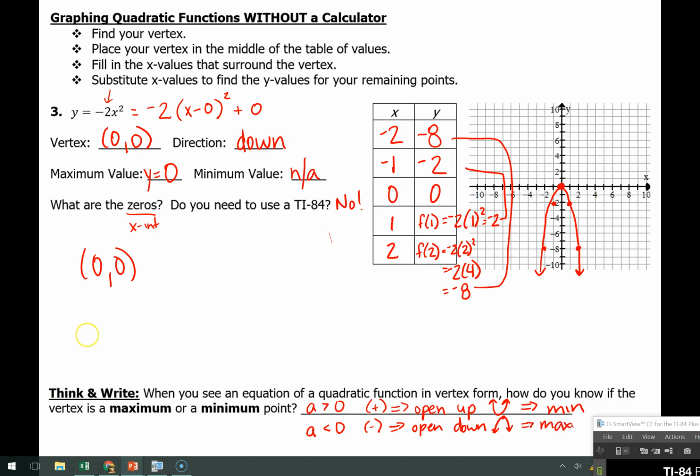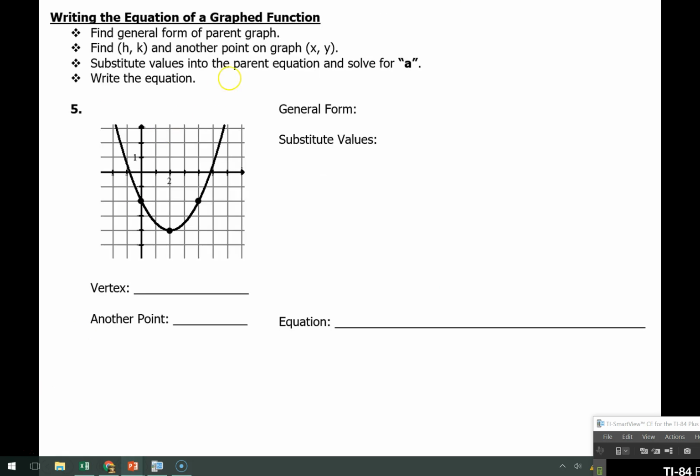Okay, the last thing that we're going to look at today in these notes is working backwards. So in this problem, you are given a graph and you have to figure out what the equation is. The steps for doing this are first to find the general form of the parent graph. So we're going to write the formula up here where it says general form. Y is equal to A times (X minus H) quantity squared, plus K. And now we're going to try and fill in these blanks.